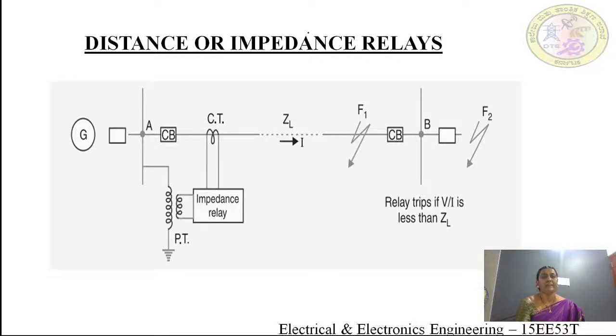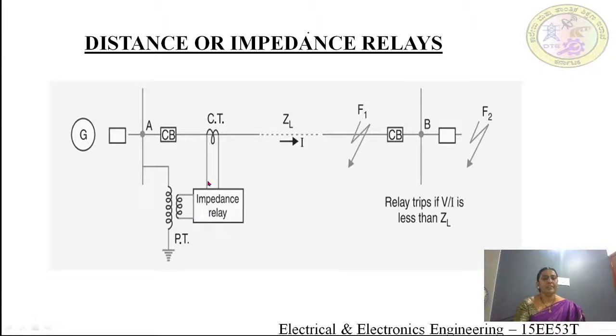Next we will see the distance or impedance relay. Here, consider a transmission line from point A to B. So this is the transmission line to be protected. This protected transmission line is connected with the impedance relay. This impedance relay is fed by the CT from the line to be protected, and it is fed by the PT from the line to be protected.